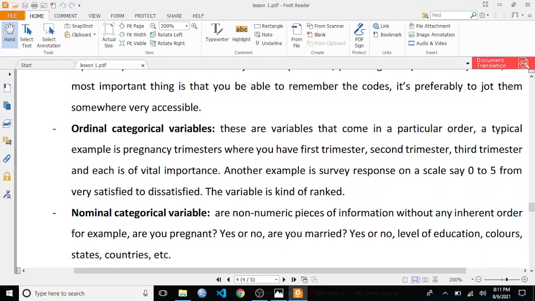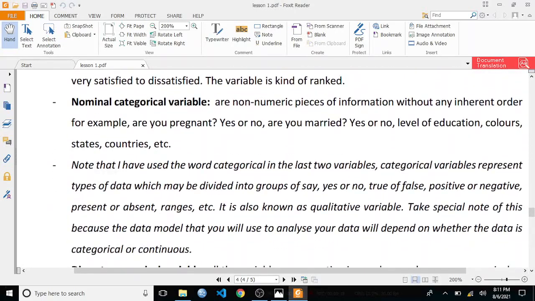Nominal categorical variables are non-numeric pieces of information without any inherent order. No inherent order. For example, are you pregnant? Yes or no? Are you married? Yes or no? What's your level of education? Primary, secondary, tertiary? Colors: green, blue, red, orange, pink. Countries: Cameroon, Nigeria, United States, England, Germany. Then there's no particular order. So you have to know that we have used the word categorical in the last two variables.